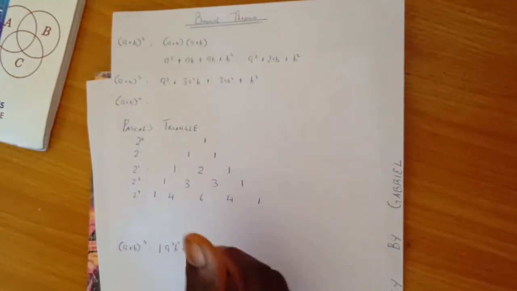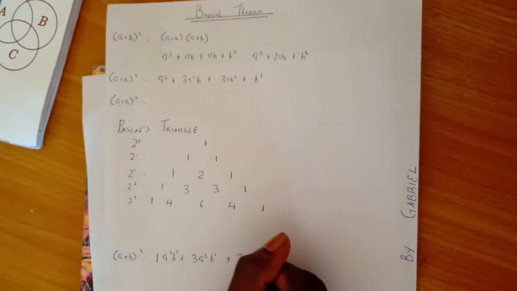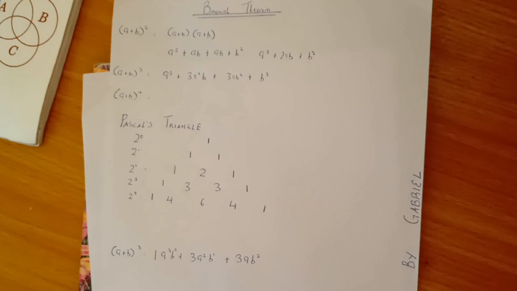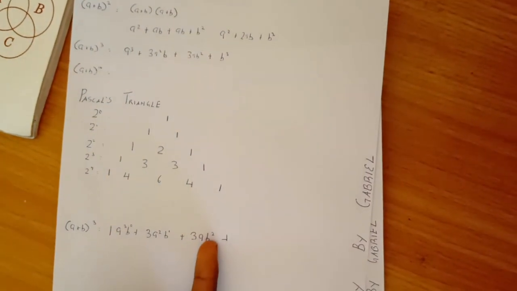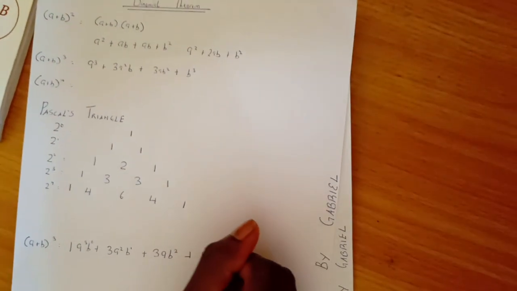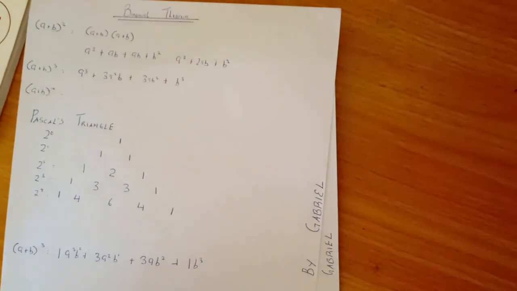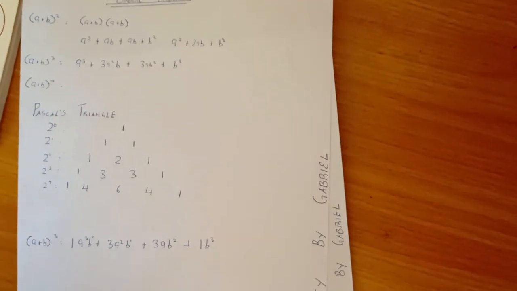So let's move on. What's the next one? a is going to reduce by another power again, so we have 3ab squared. And the last one, we have b cube with our last coefficient as 1, so it's 1b cube, or 1 a raised to the power of 0 b cube. So this is practically the essence of Pascal's triangle.